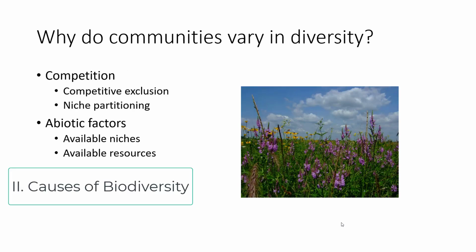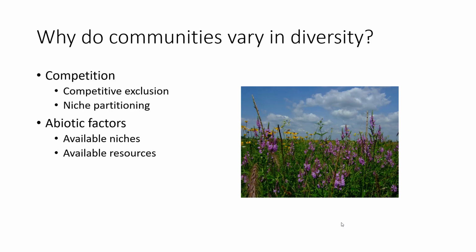So why do communities vary in biodiversity? Let's look at some causes of biodiversity. There is, of course, competition. Competitive exclusion can remove certain species from an area, and niche partitioning, if there's a large enough niche, can allow species to exist while in moderate competition, but still exist in a survivable, viable population. This is also determined by the abiotic factors, such as available niches and available resources. So rainfall and temperature have a huge impact on biodiversity.